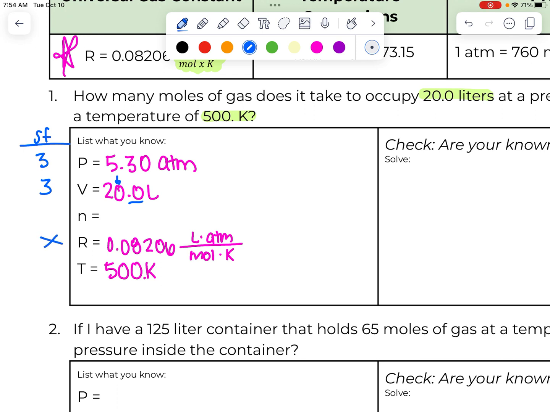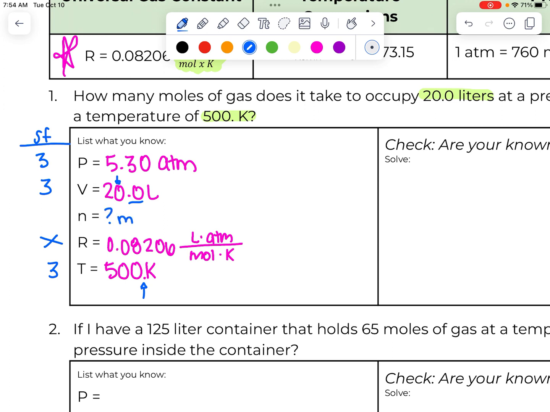R we don't have to worry about because constants do not count for significant figures. And 500 Kelvin, because of this cute little decimal point at the end, that means those zeros are in fact significant. So I've got 3 sig figs. So this one's easy because they all have 3 significant figures. So I know that my answer at the end has to have 3 significant figures.